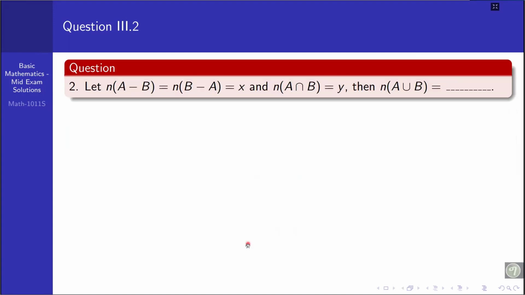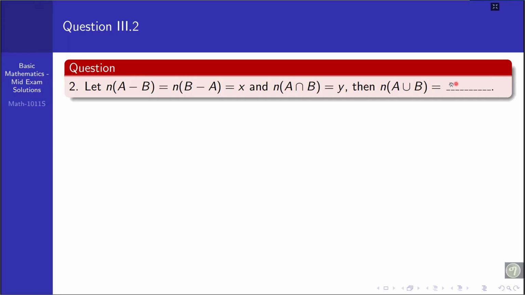Next question, question number 2. If, or simply let, the number of A without B is equal to the number of B without A, which is equal to X. They have the same number of elements, and the number of elements of their intersection, that is the intersection of A and B, is equal to Y. Then the number of A union B is equal to blank.